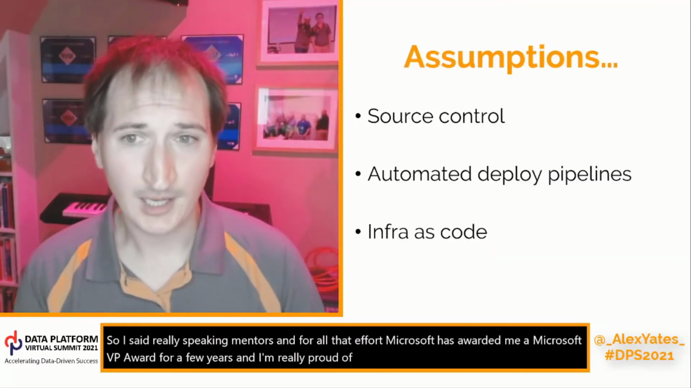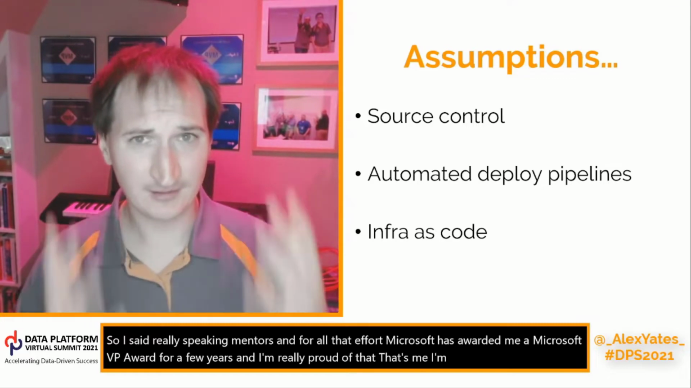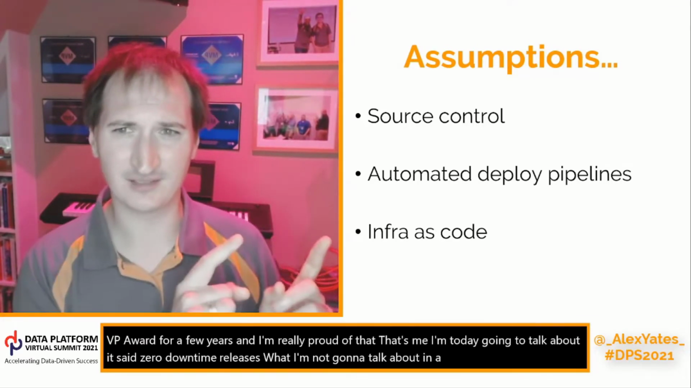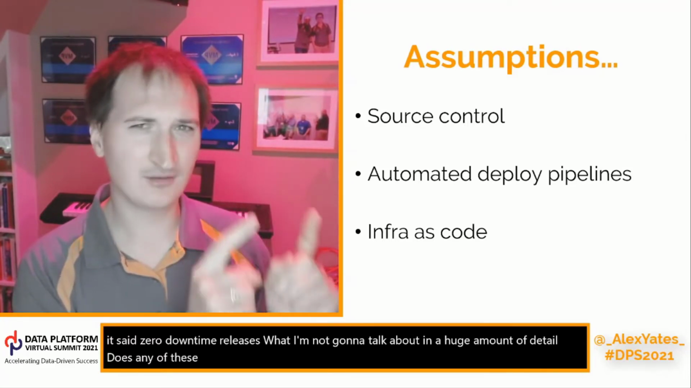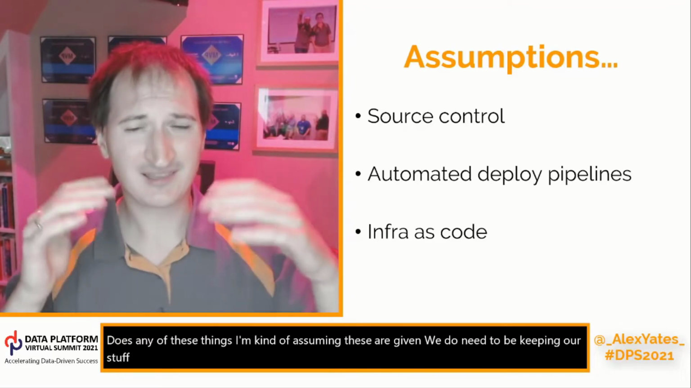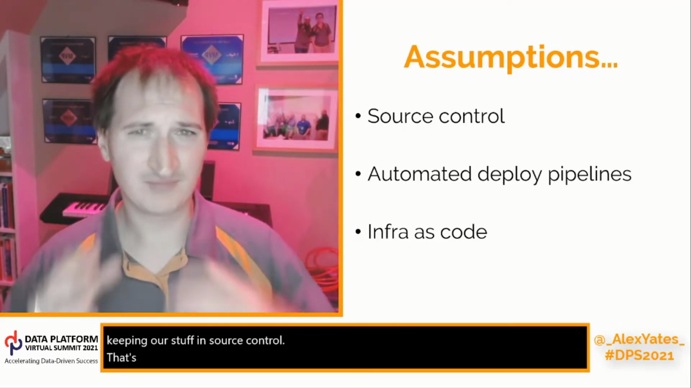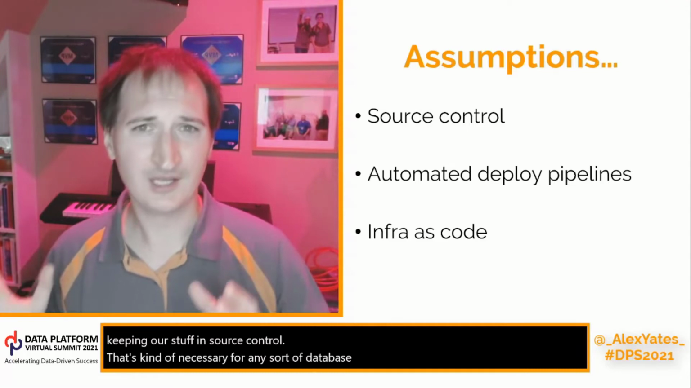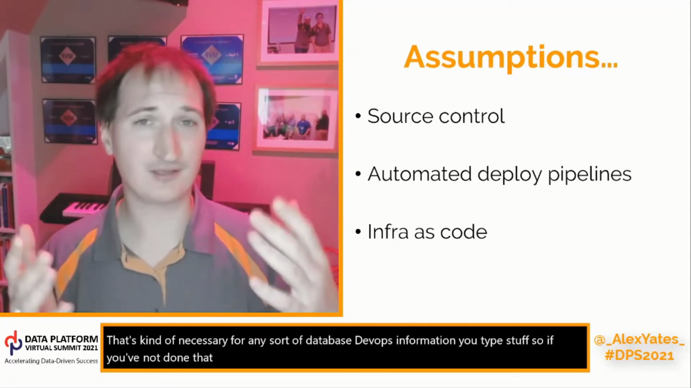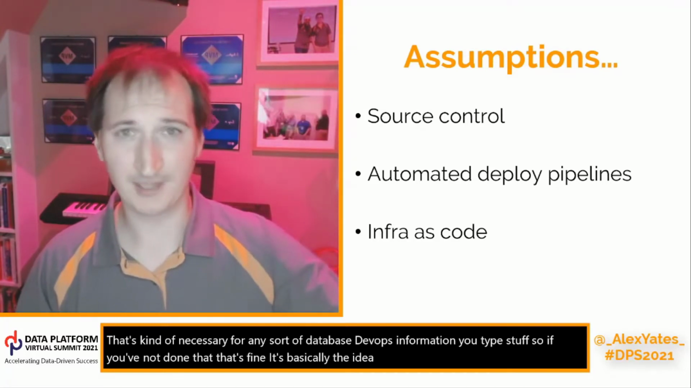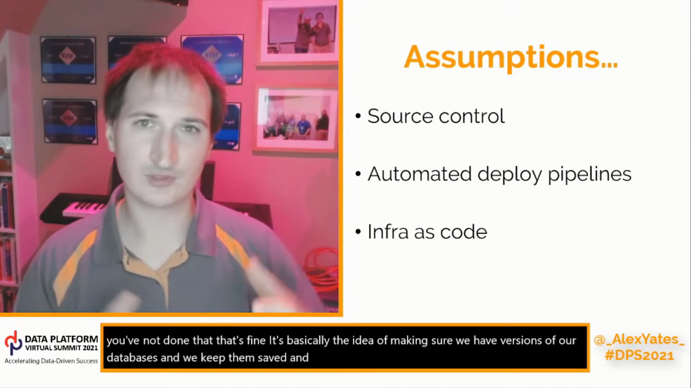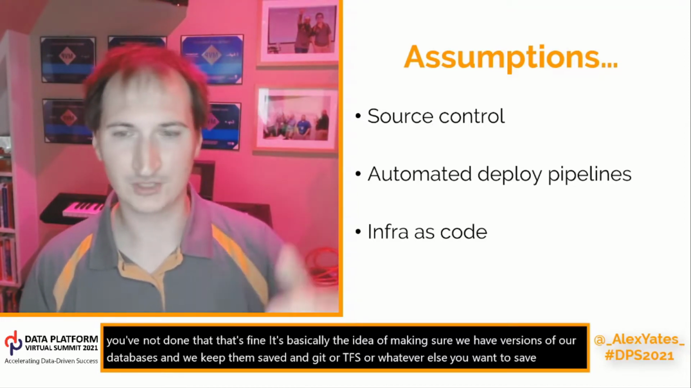So that's me. Today I'm going to talk about zero downtime releases. What I'm not going to talk about in a huge amount of detail is any of these things. I'm kind of assuming these are a given. We do need to be keeping our stuff in source control. That's necessary for any sort of database DevOps automation-type stuff. If you've not done that, that's fine. It's basically the idea of making sure we have versions of our databases and we keep them saved in Git or TFS or whatever else you want to save your scripts in that maintains a version.